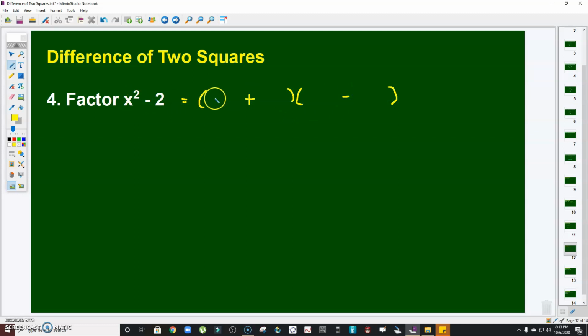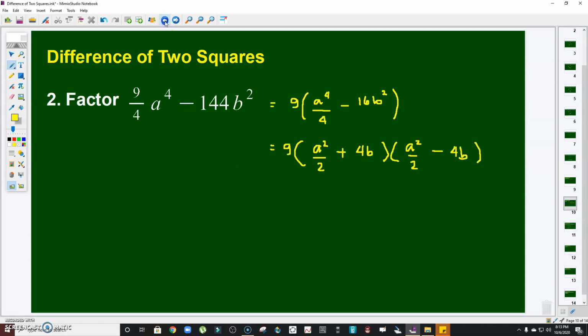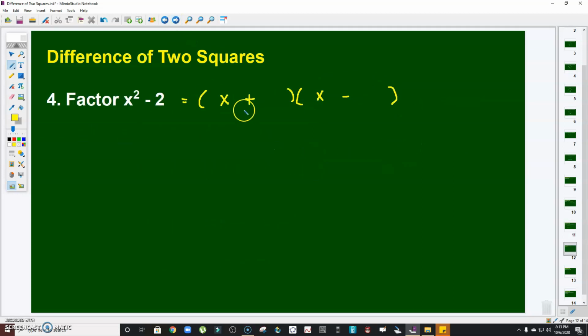Again, we have no problem with the first term. The square root of x squared is x, right? How about this one? Like what we did in the previous problem, how did we get 4b? We got the square root of 16b squared, right? Same thing, to get this one, we have to get the square root of 2, and that is square root of 2. That's how you factor x squared minus 2. Clear? Okay. Next. Number 5.